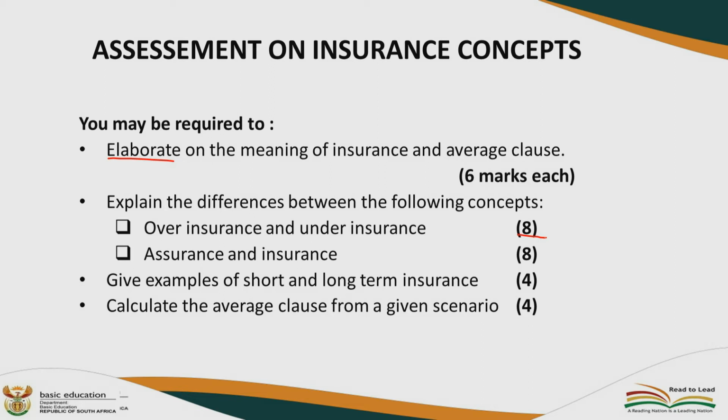You can say this one is insured for more than. Don't say it is over-insured. Once you say the property is over-insured, you are repeating the concept. Say it's when property is insured for more than its actual value. Under insurance, don't say it's under-insured. You are repeating the concept. It's insured for less than, and you give examples of each, then you get 8 marks.